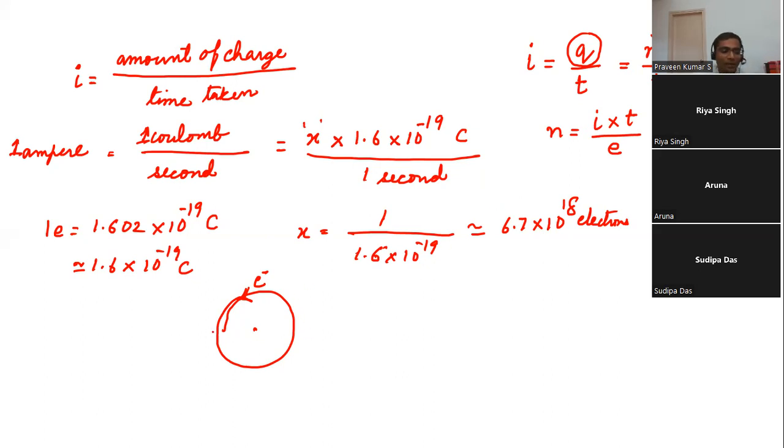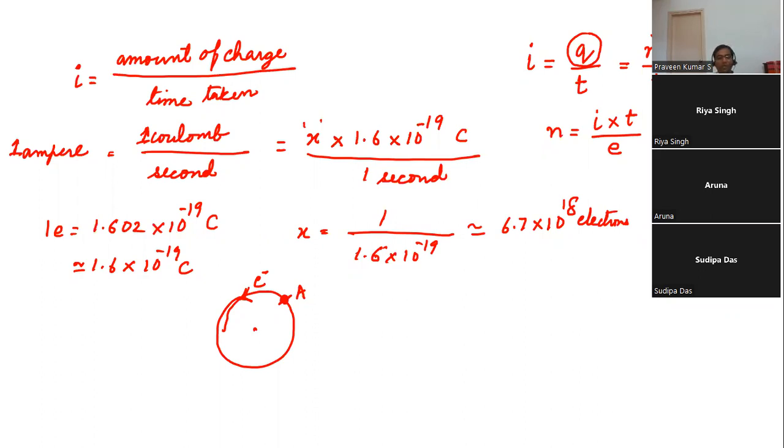Because we are interested in calculating, if you take any one point, let's say this point A is there, how many charges will cross that point A? That is what we are interested in. So this electron will cross this point A in the same amount of time that is required to complete one circle, isn't it?